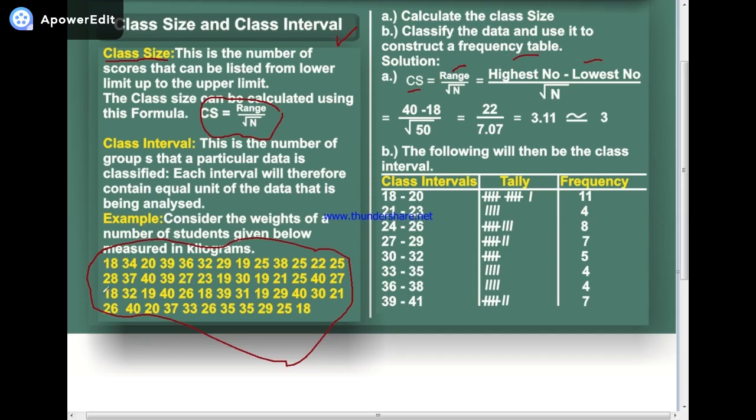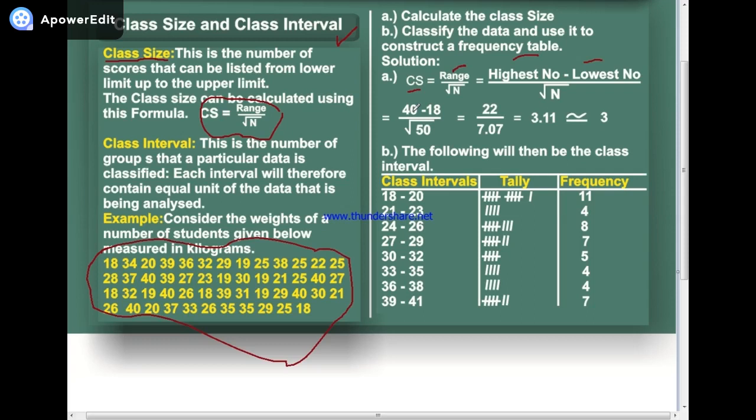What is the highest number in this data here? If you look at it, you see that 40 is the highest number. So that is the reason why we write 40 here. So that is how we arrive at this 40, the highest number minus the lowest number.